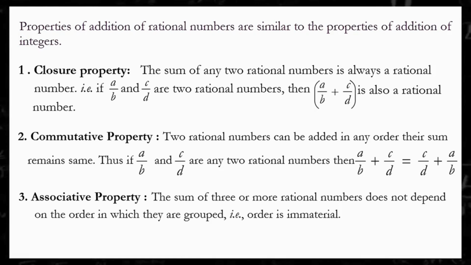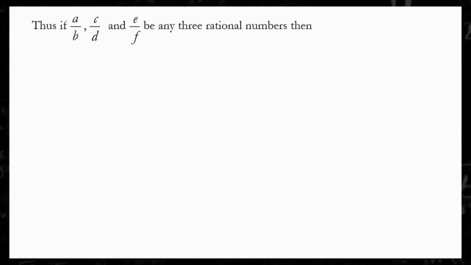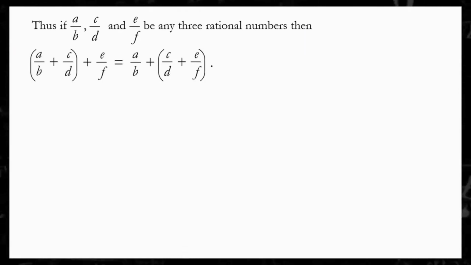3. Associative property. The sum of three or more rational numbers does not depend on the order in which they are grouped. That is, order is immaterial. Thus, if a by b, c by d and e by f be any three rational numbers, then in the bracket a by b plus c by d, plus e by f is equal to a by b plus, in the bracket, c by d plus e by f.